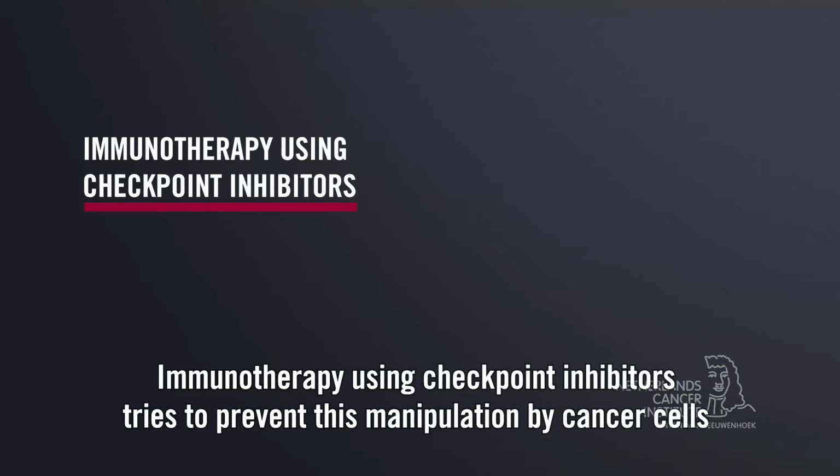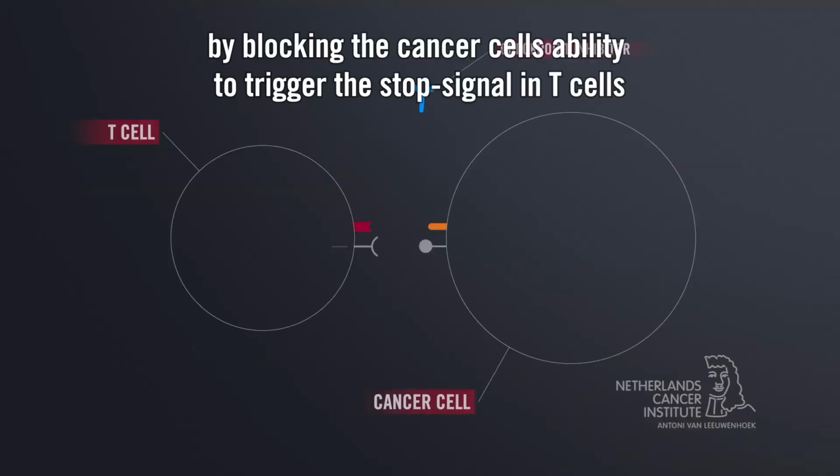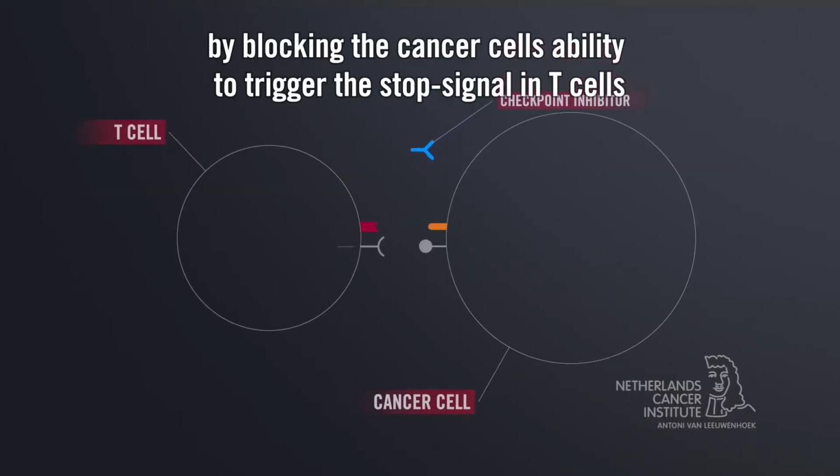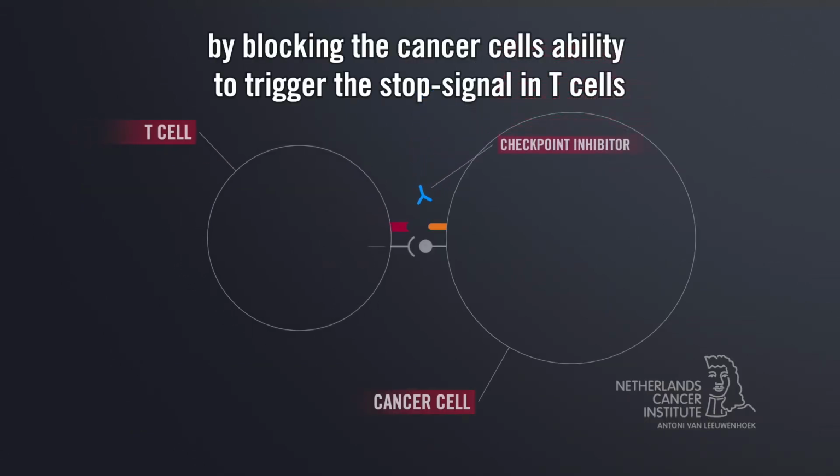Immunotherapy using checkpoint inhibitors tries to prevent this manipulation by cancer cells by blocking the cancer cell's ability to trigger the stop signal in T cells.